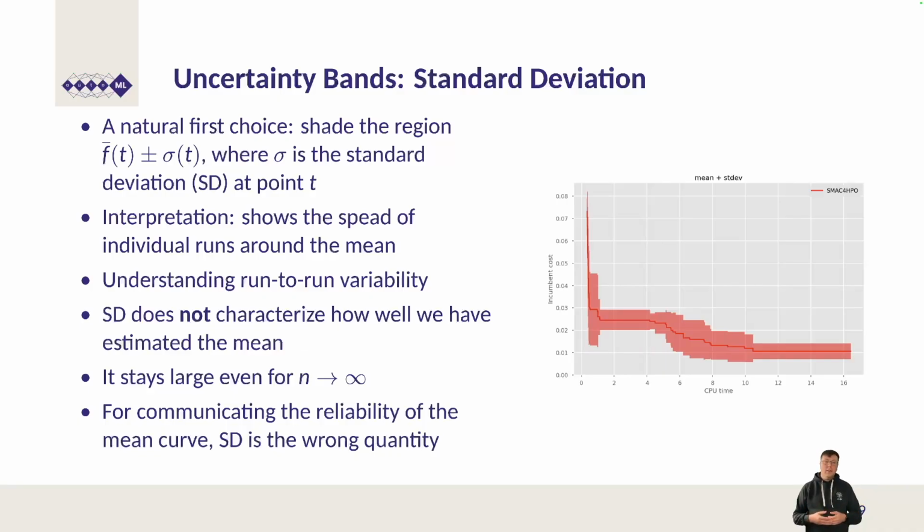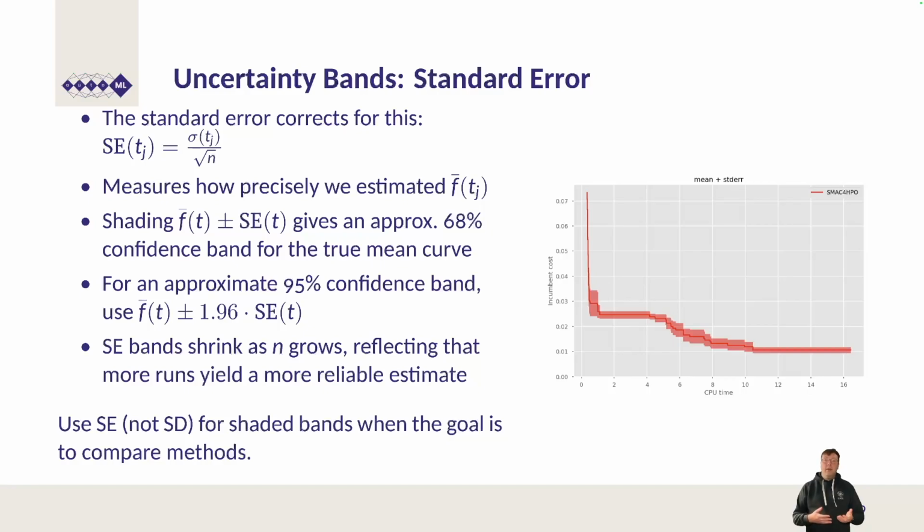This means that two systems with very similar mean curves but high run-to-run variance will have widely overlapping standard deviation bands, even if we have estimated their means very precisely. Standard deviation bands are therefore not informative for comparing means. Instead, the correct quantity for assessing the precision of the mean curve is the standard error of the mean, which we obtain by dividing the standard deviation by the square root of n, the number of runs. It measures how precisely we have estimated the pointwise mean from the n available runs. Unlike the standard deviation, the standard error shrinks as n grows.